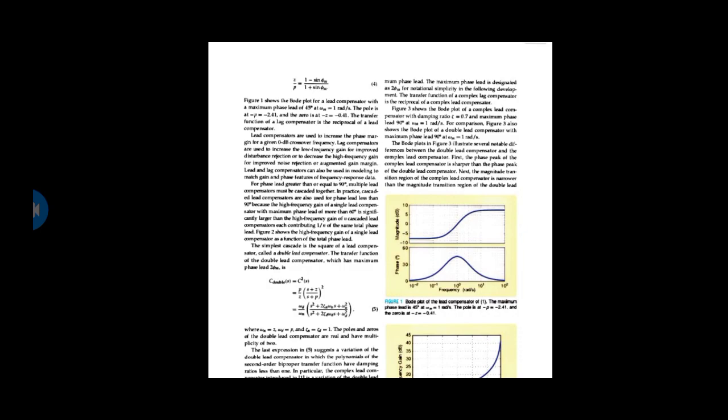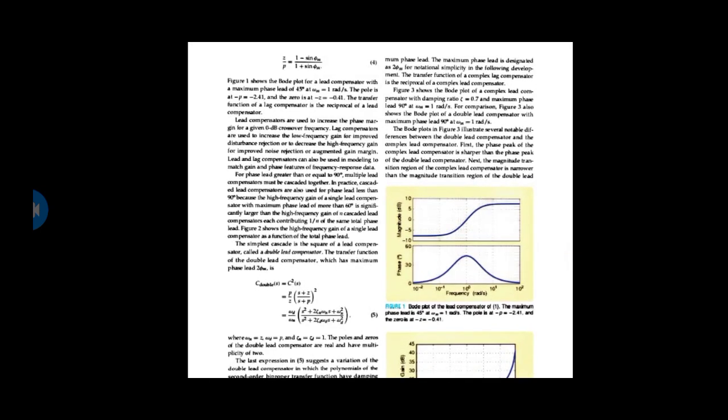Figure 1 shows the Bode plot for a lead compensator with a maximum phase lead of 45 degrees at omega m equal to 1 radian. The pole is at minus p equal to minus 2.41 and the zero is at minus z equal to minus 0.41. The transfer function of a lag compensator is the reciprocal of the lead compensator.